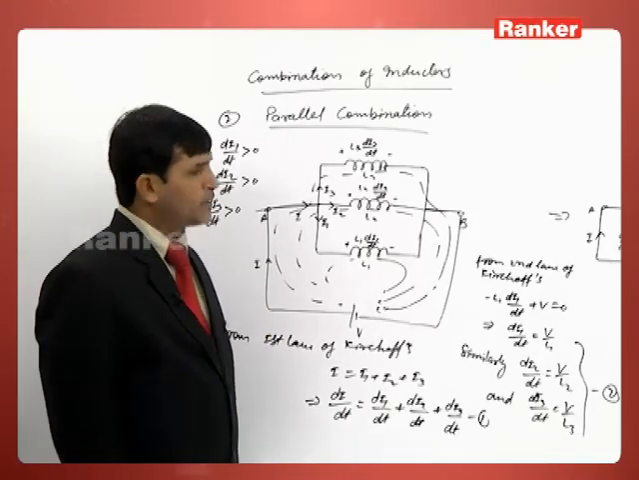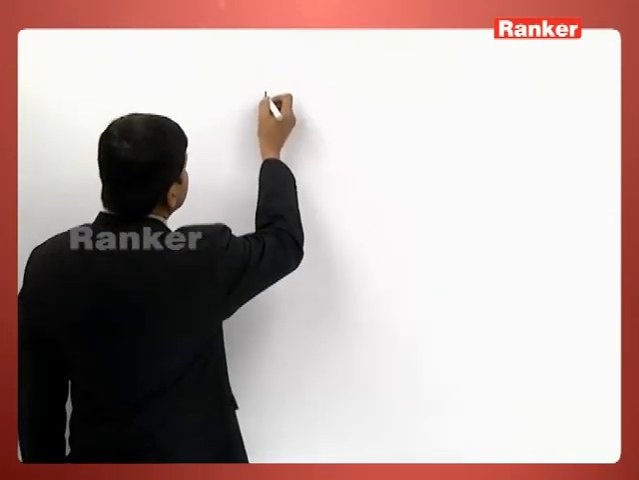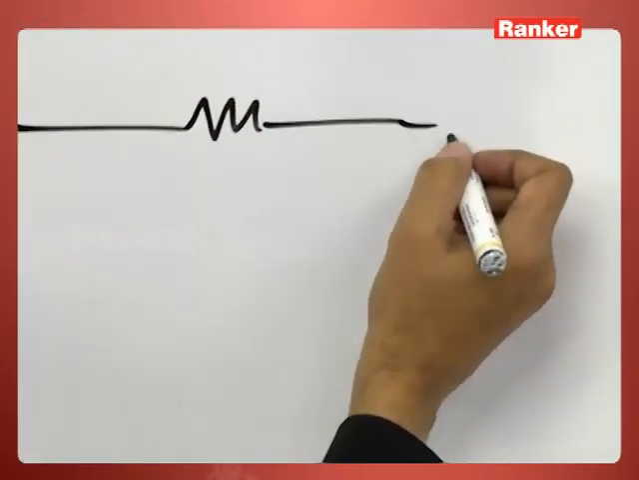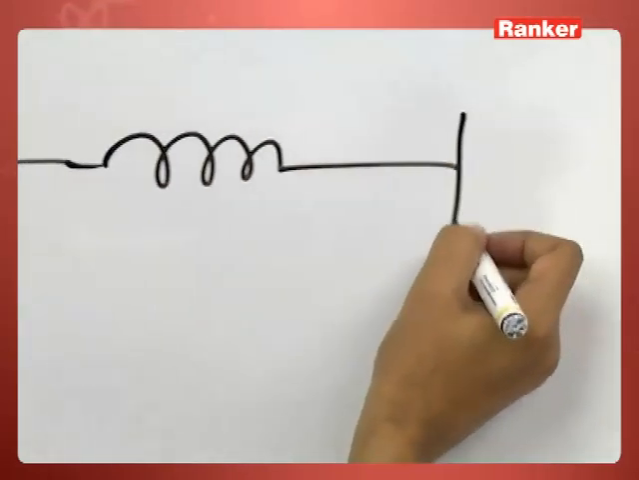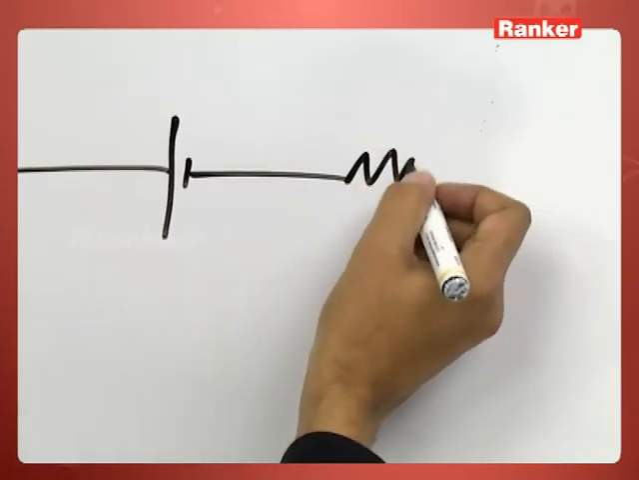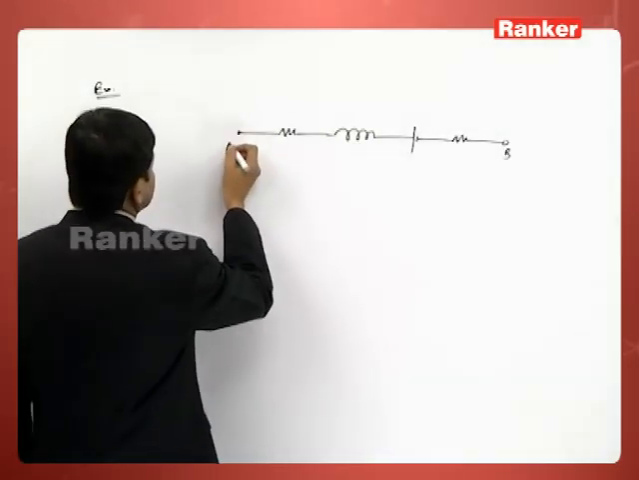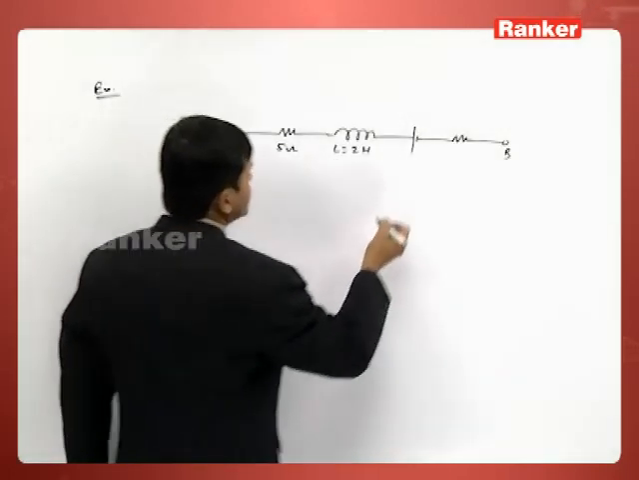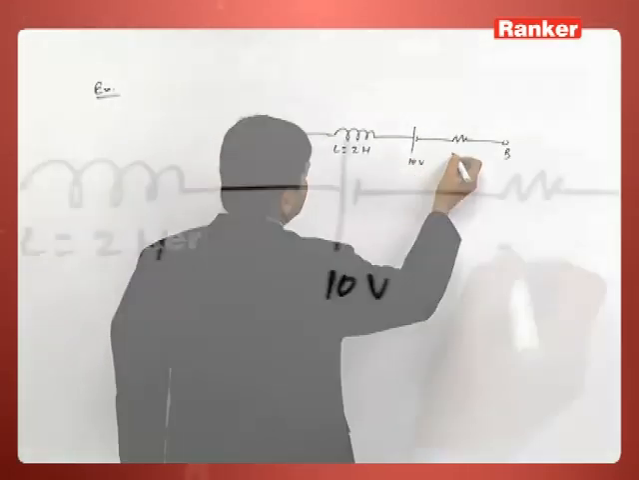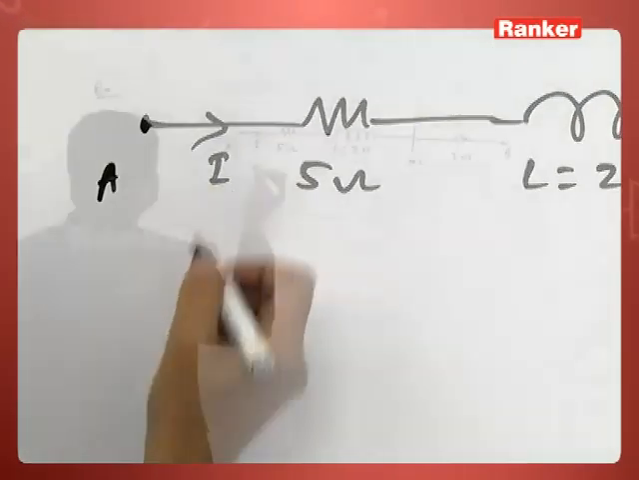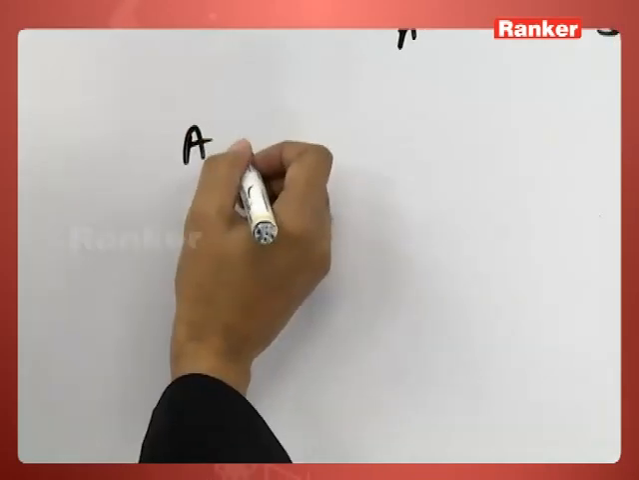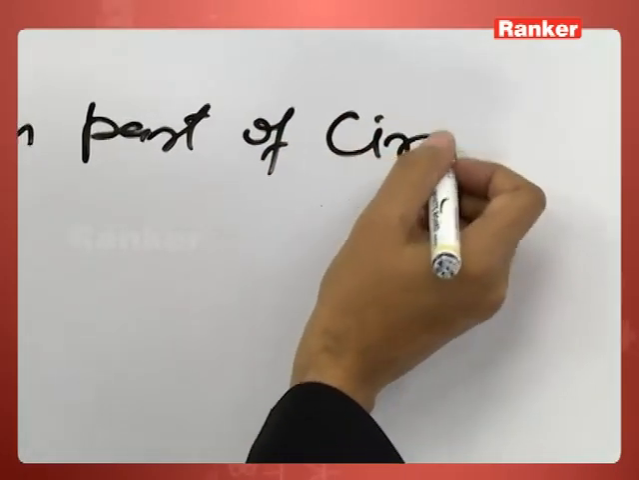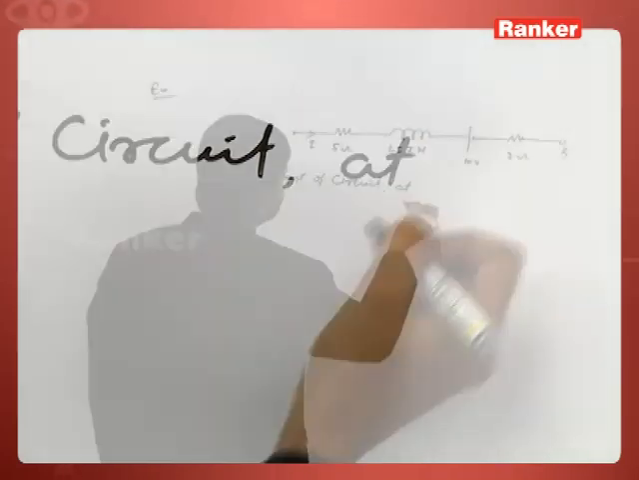Now come to the next point. Let's see an example based on self-induction. Let this be a part of a circuit, A and B, and R value let it be 5 ohm. Self-inductance is given as 2 Henry, this is 10 volt, and this is 2 ohm. If I is the current here, AB is a part of a circuit at any instant.